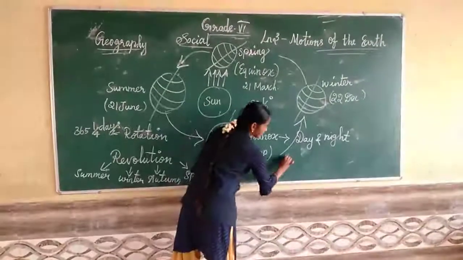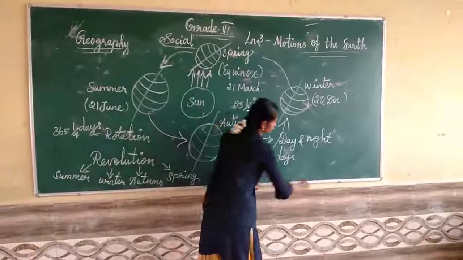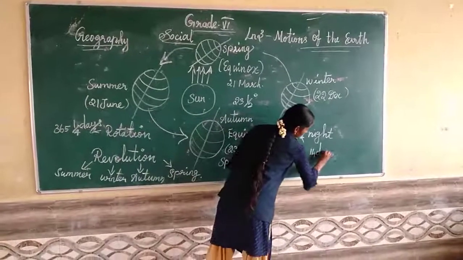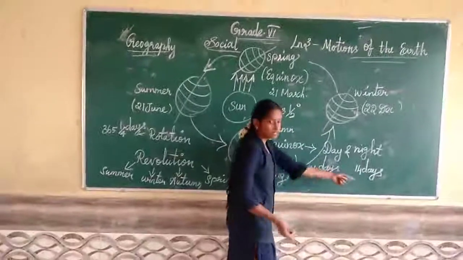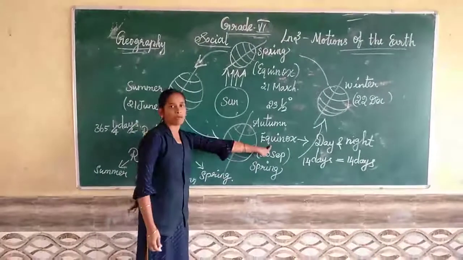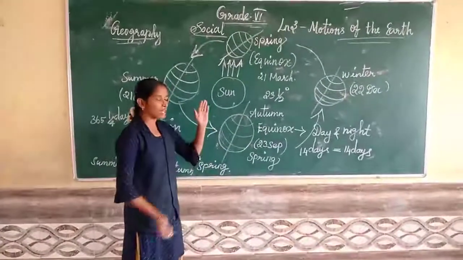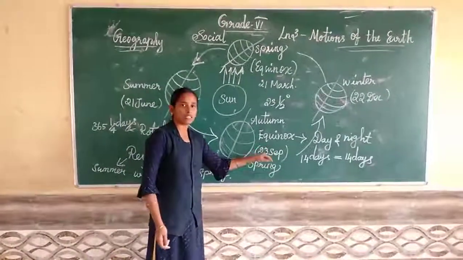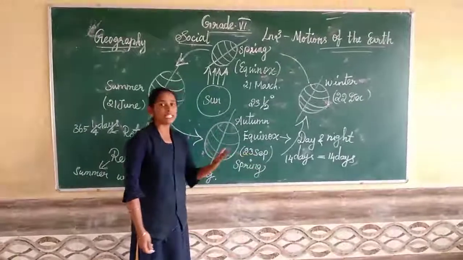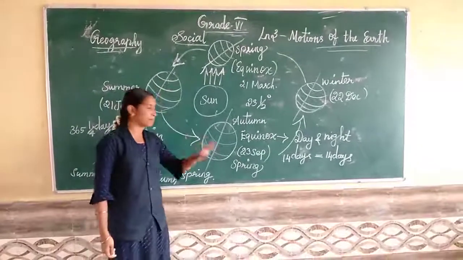It is like a balance of equal day and night. Then only it happens. What happens in the autumn season? Equinox. What is the period of the autumn season? We can see this around 23rd September. It happens only in the month of September.